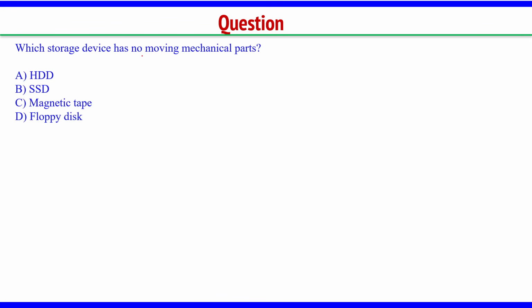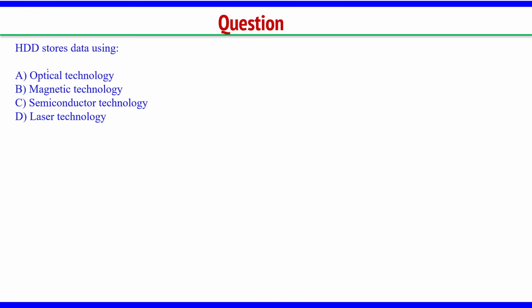So which storage device has no moving mechanical parts? HDD, SSD, magnetic tape, floppy disk. Which one does not have? So the answer is SSD, because HDD has the moving parts. Next, HDD stores data using which technology does HDD, hard disk drive, use? So the answer will be magnetic technology it uses.